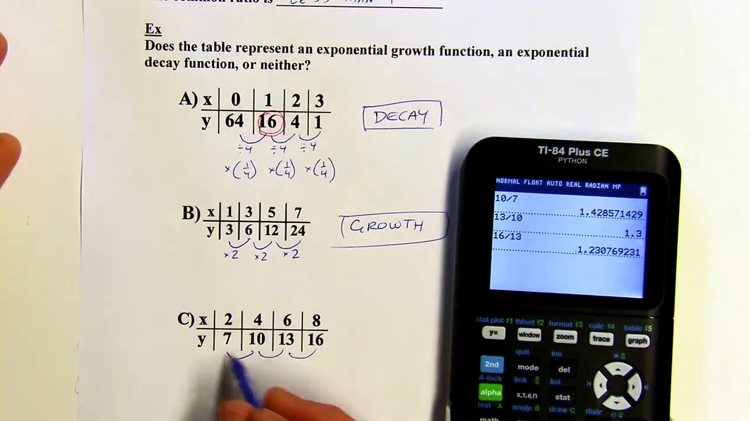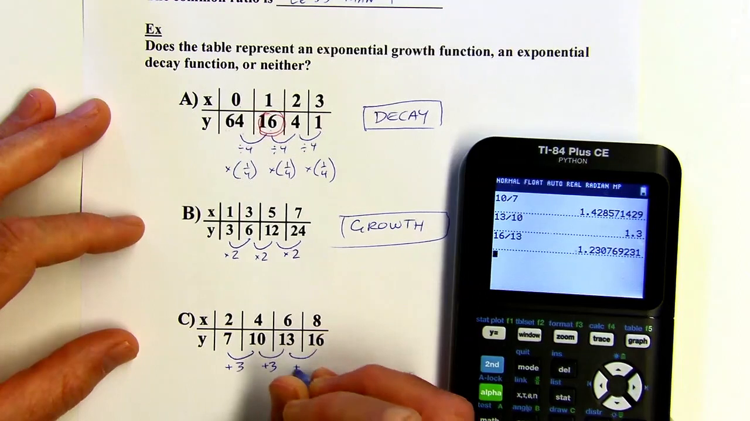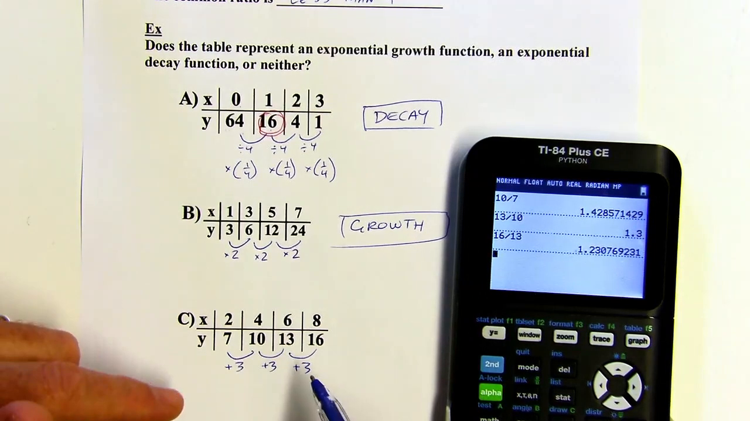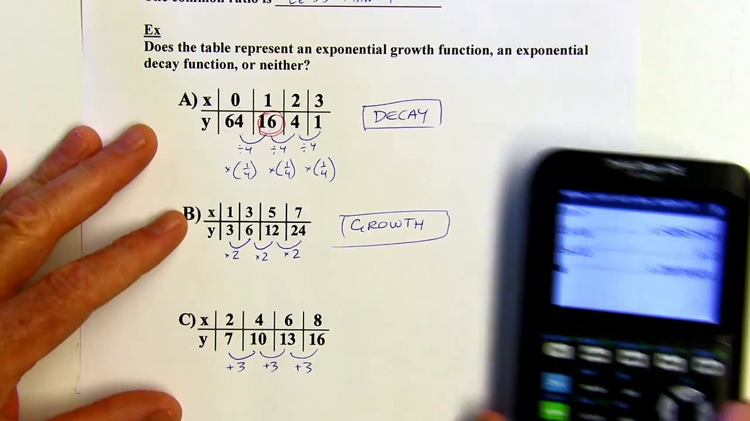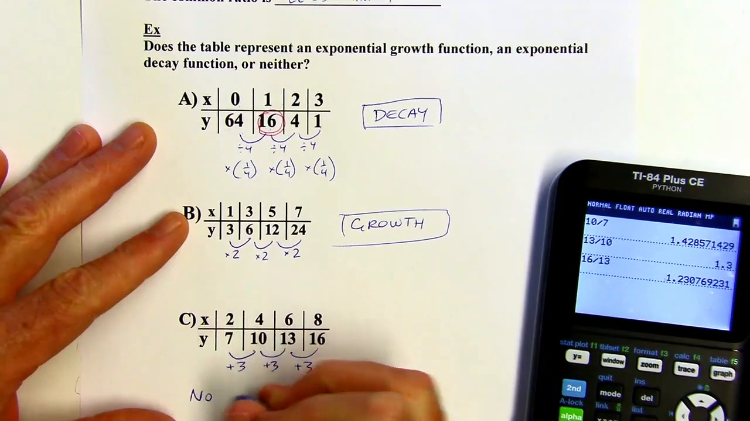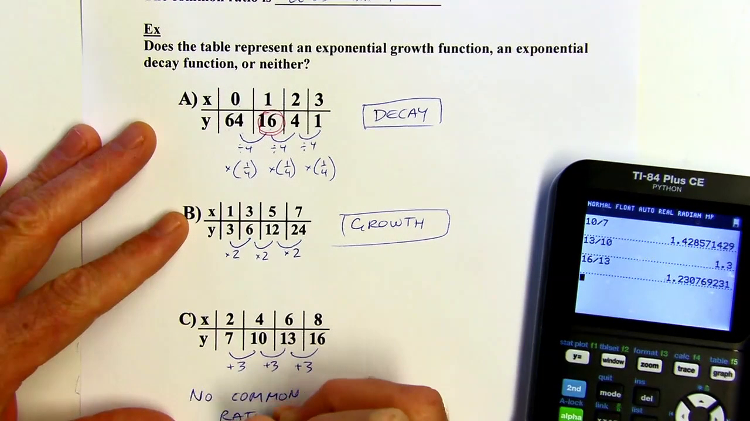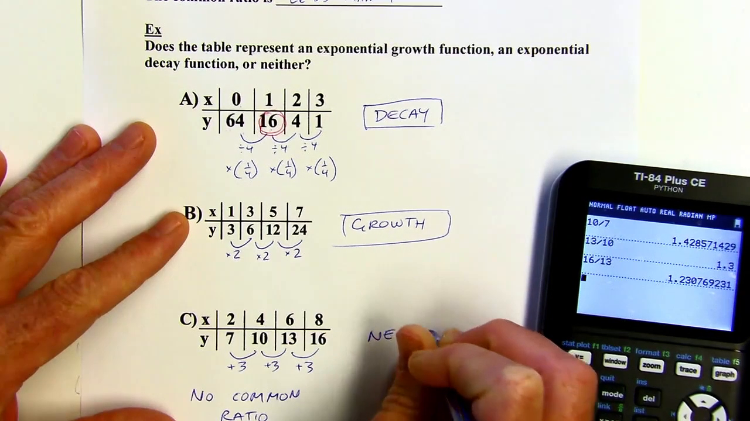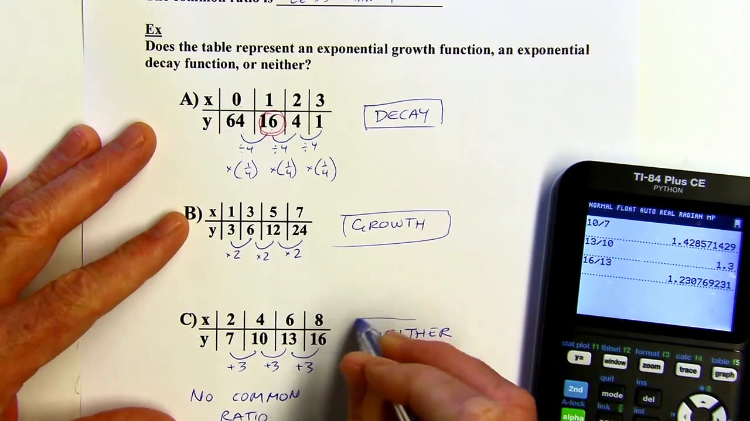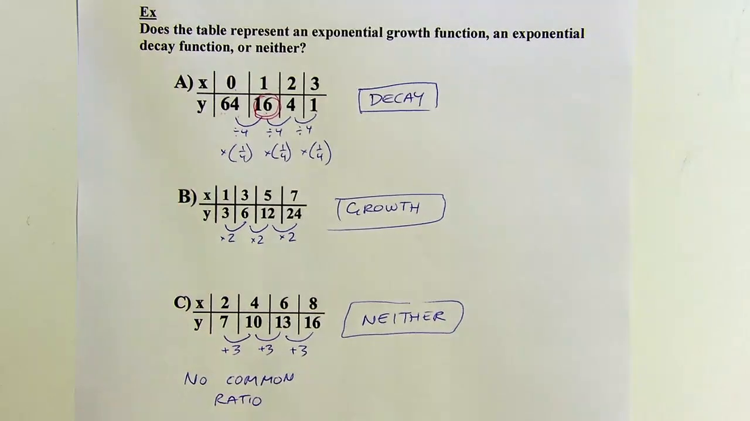In this one, there's actually a common difference. We're adding by 3. You might have noticed that already. So this is going to fit a linear function, not an exponential function at all. There's no common ratio. And since there's no common ratio, that means I've got neither. It's neither decay or growth. I could say it's linear, but they didn't ask me. They just asked if it's decay or growth.